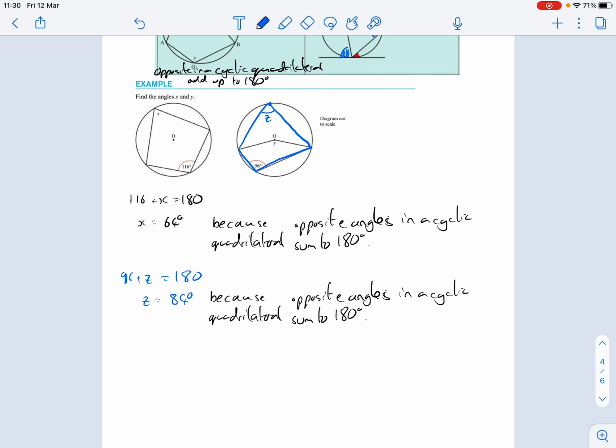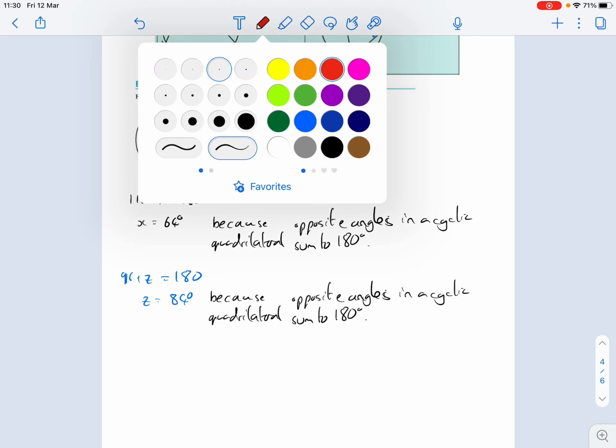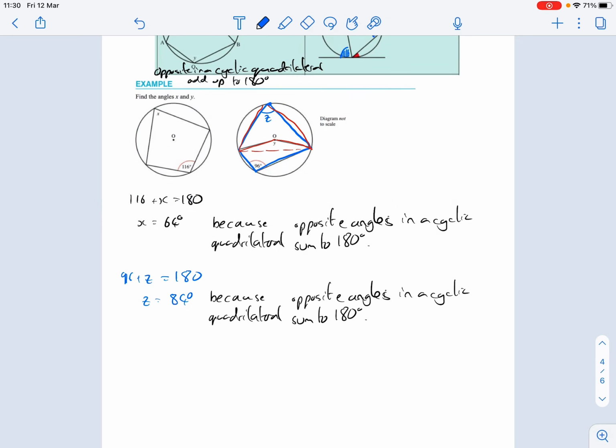The key thing is to look at this. I'm going to do a different colour again. If we imagine this line across here, this is a common chord. We've got one angle in the centre and one angle at the circumference coming off the same common chord. So we can then write y is equal to 84 times 2, which tells us that y is equal to 168 degrees, because angle at the centre is twice the angle at the circumference.